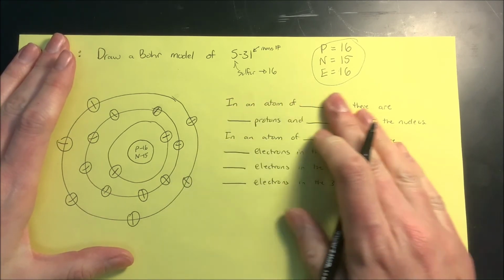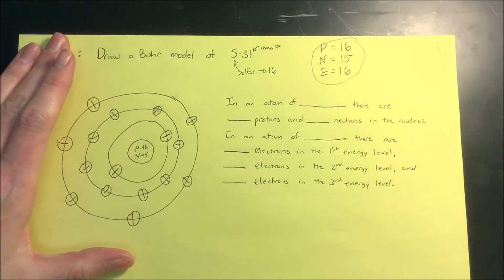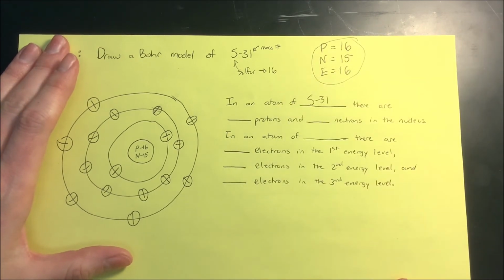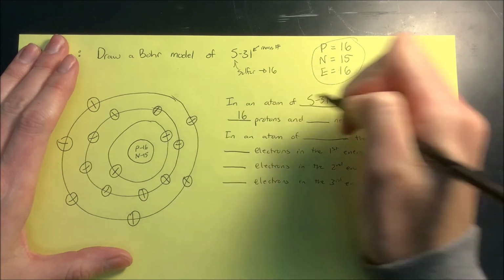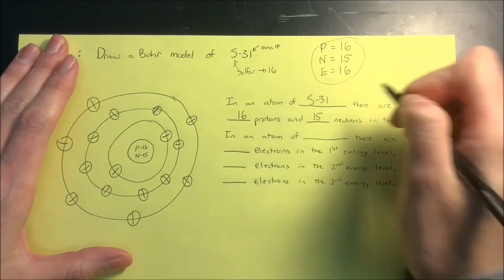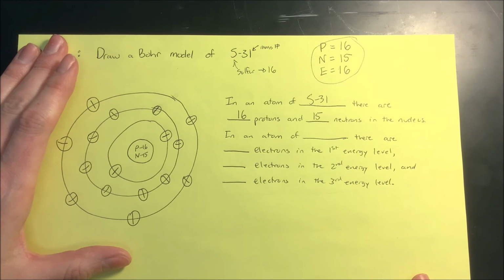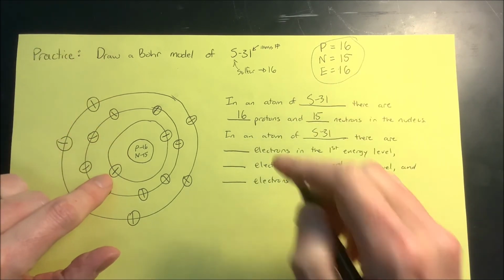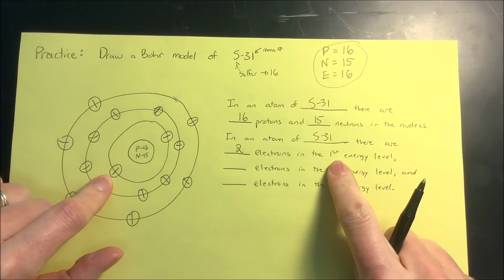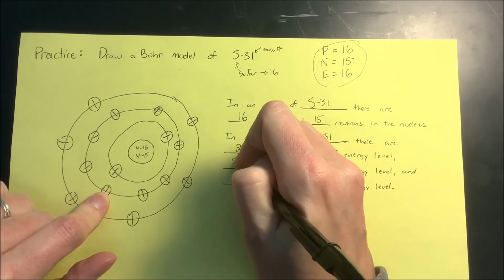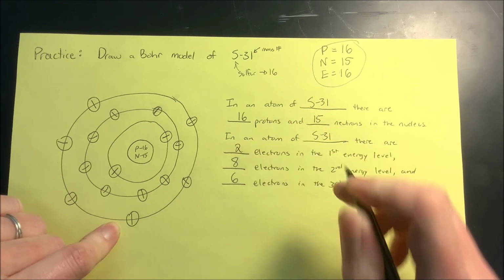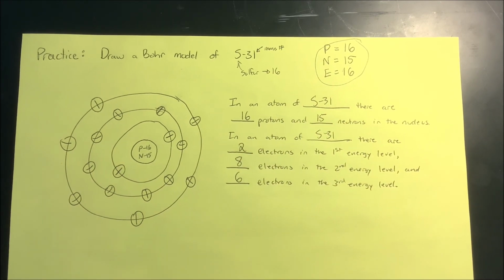So in the practice, you have this lovely sentence that you got to fill out. In an atom of S31, that's the one we just drew, there are 16 protons and 15 neutrons in the nucleus. In an atom of S31, because it's still the same atom, there are 2 electrons in the first energy level, 8 electrons in the second energy level, and 6 electrons in the third energy level. And that's how you would do the practice.